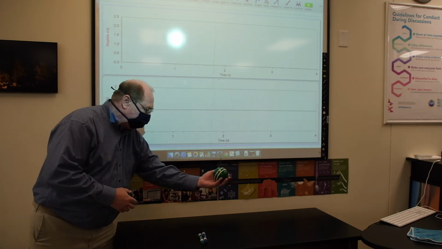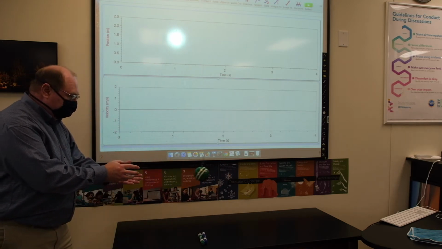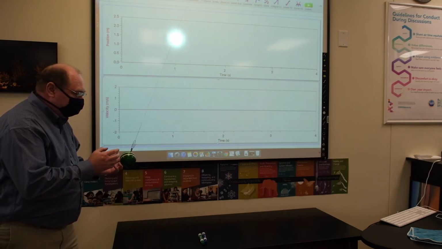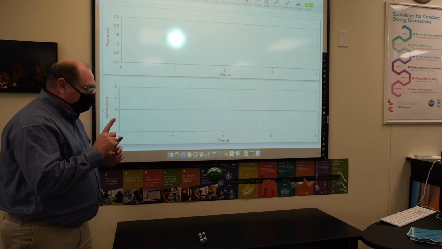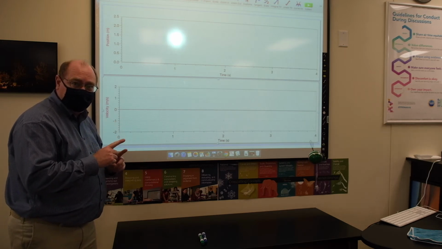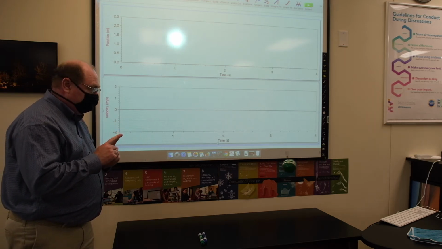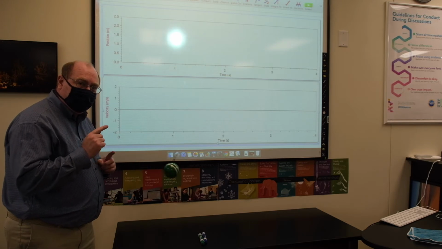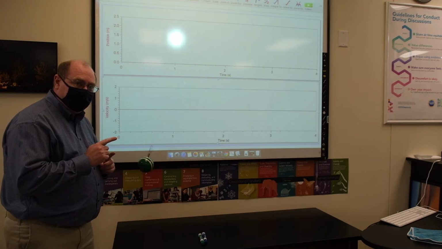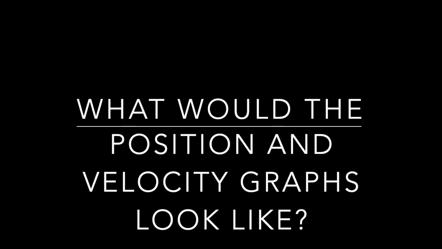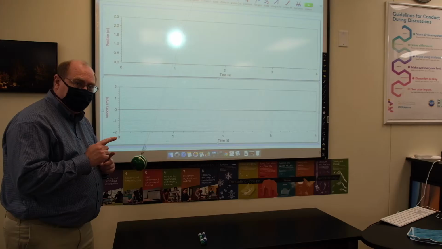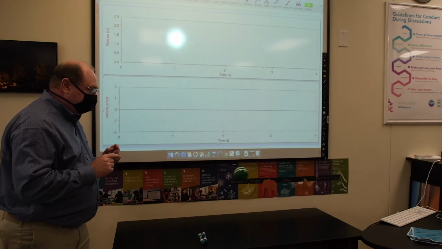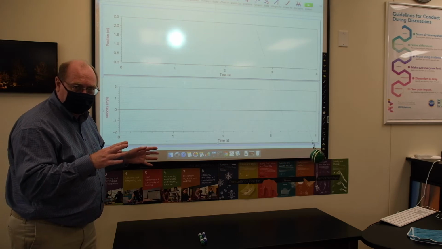And what I'm going to do is I'm simply going to pull this back and let it go. And we're going to predict first what the position time graph is going to look like, and then try to think about what the velocity time graph is going to look like. Okay?